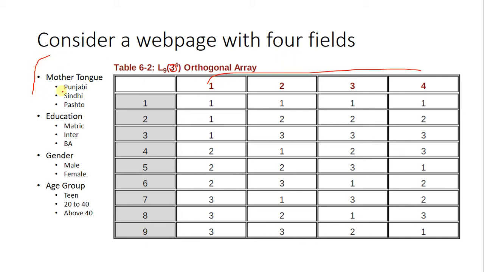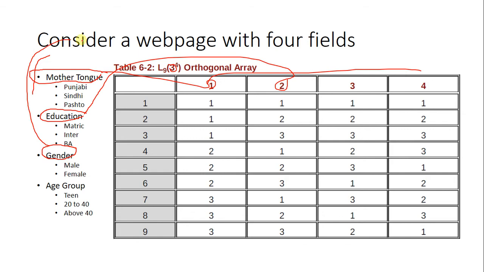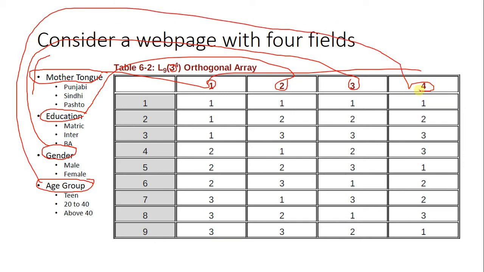To write test cases, we will first of all map these fields with these columns. So the first field is mapped with the first column, and the second field, education, is mapped with the second column, and say gender is mapped with the third column, and this age group is mapped with the fourth column. And now we will fill in the values in these cells, and to fill in the values in these cells we will assign numbers to the values.